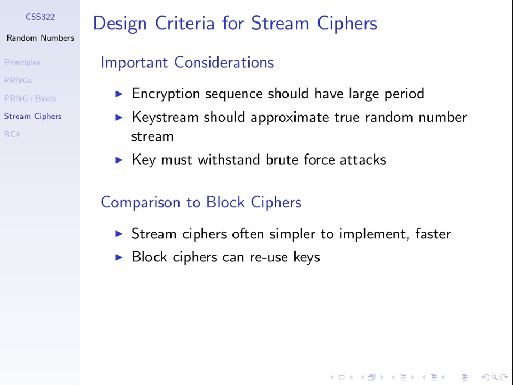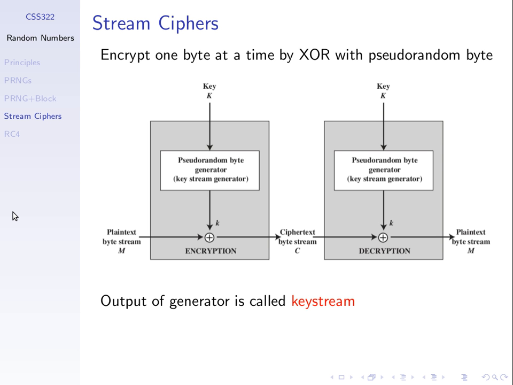And of course the key, because it would need to be secret, needs to withstand brute force attacks. The key itself needs to be long enough. So note the difference between the key stream and the key. Uppercase K here is the key. That's some secret that's input to the pseudo-random byte generator. The key stream is this lowercase k here. That is the output. And that's what we use to XOR with the plaintext and ciphertext.